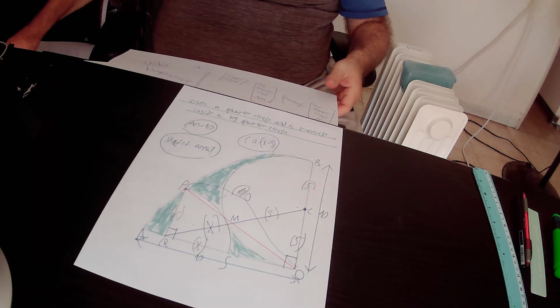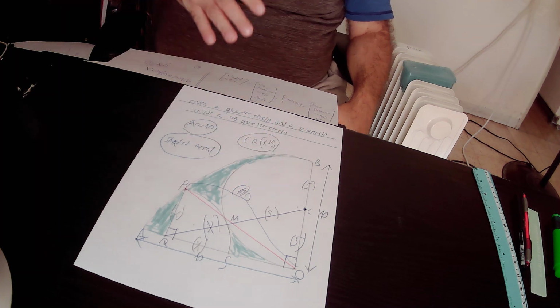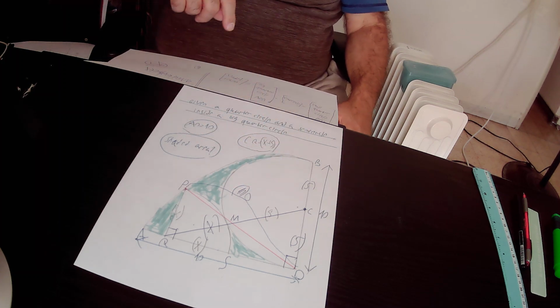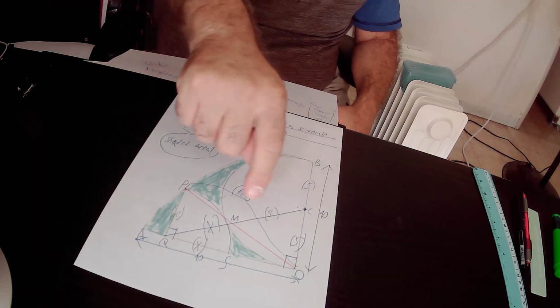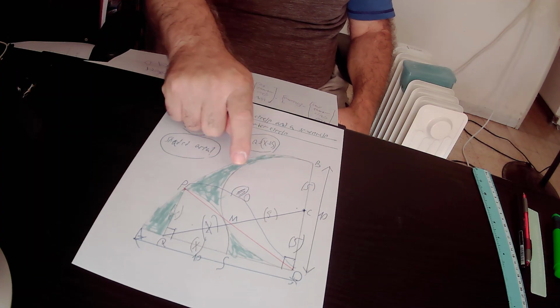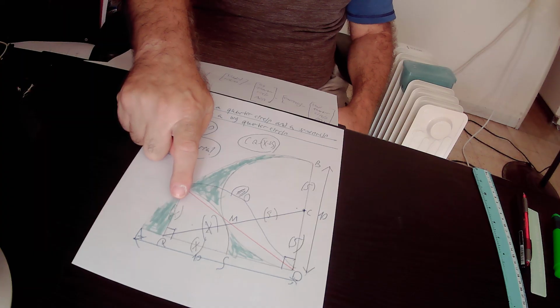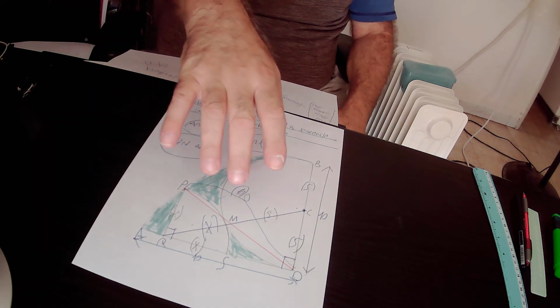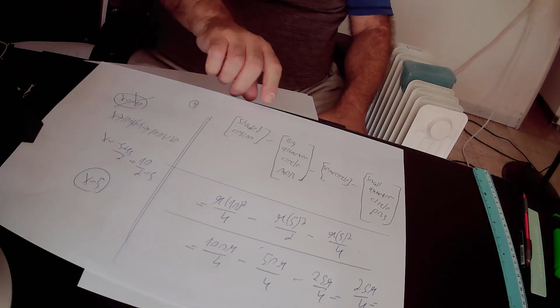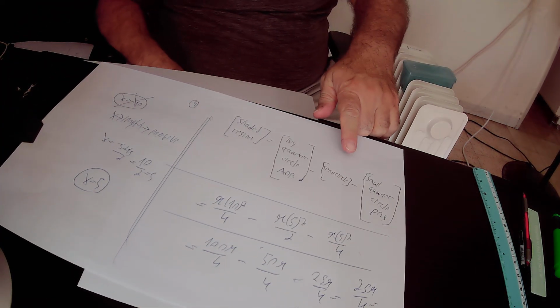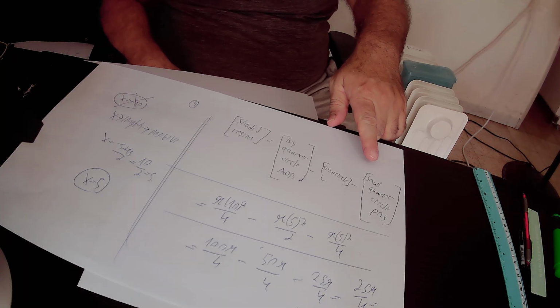Our task is to find the size of this shaded area. What is the size of this shaded area? The size of this shaded area equals the area of the big quarter circle AOB, minus the area of this semicircle, minus the area of this small quarter circle PQS. Again, the size of the shaded area in total must be equal to the area of the big quarter circle AOB, minus the area of the semicircle, minus the area of the small quarter circle PQS.